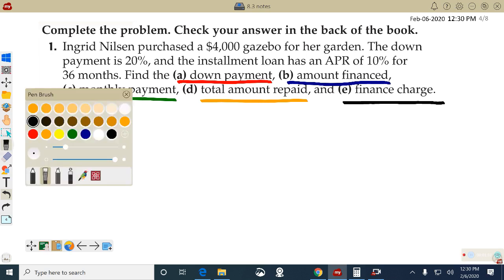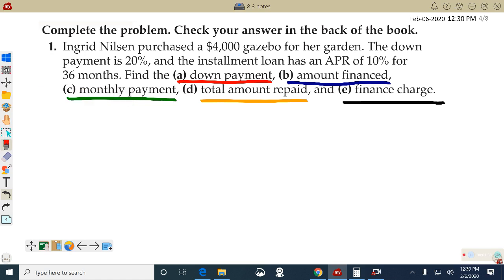Let's do this. It's part A. The cool thing about part A is that we did that for warm-up. Actually, we didn't do it, Mr. Galvez did it for us. The down payment on this gazebo that Ingrid is going to put is a 20% down payment. Here's a total price. What is 20% of 4,000? Here we go, part A.